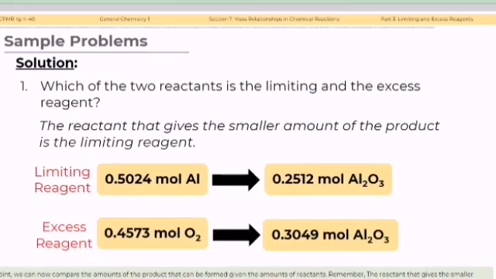At this point, we can now compare the amount of the product that can be formed given the amounts of reactants. Remember that the reactant that gives the smaller amount of the product is the limiting reactant, and looking at the values, aluminum gives the smaller amount of product. Therefore, the limiting reagent is aluminum, and the excess reagent is oxygen.